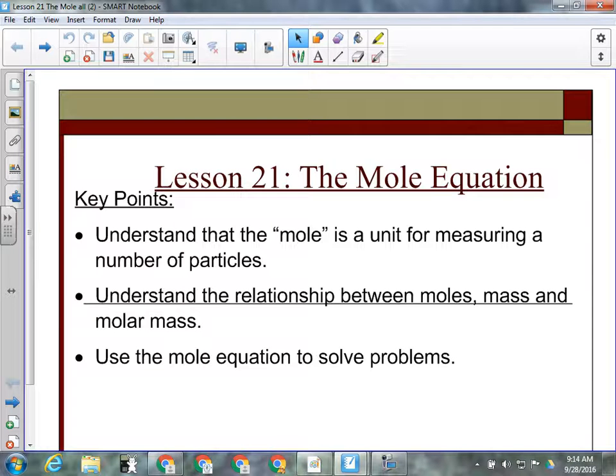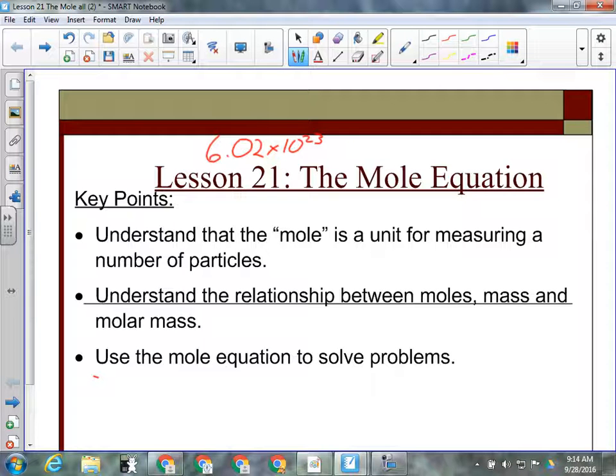And 1 mole is this many: 6.02 times 10 to the 23. How many people have used scientific notation before? Okay, so this is new.